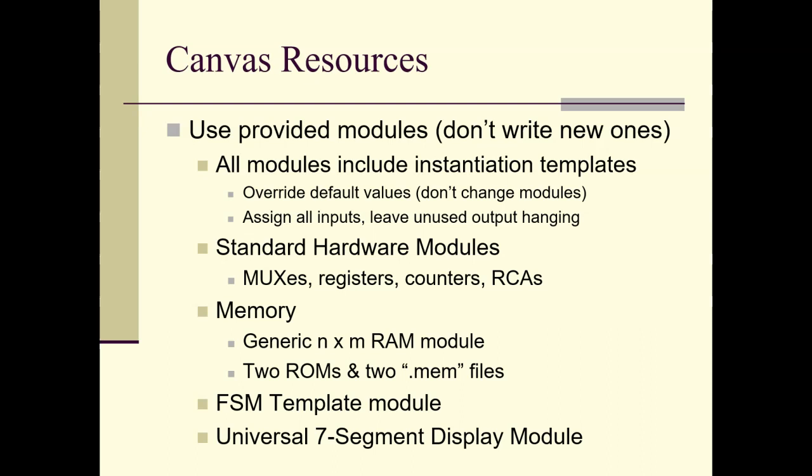And notice that all these modules except the state machine have an instantiation template which allows you to cut and paste, and it's actually very, very quick, and so you don't have to change any of that stuff. But once again, make sure every input's assigned, and make sure all the outputs, if you're not using them, are just blank. Lots of standard modules out there. There's also some generic RAM out there. There's actually only one ROM out there and one .mem file. Sorry about that one. That was from the last experiment.